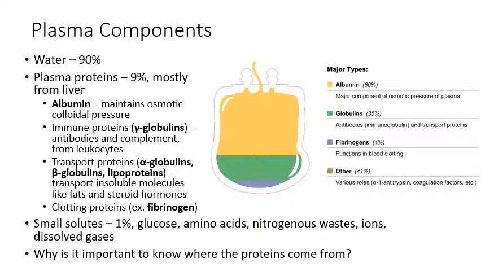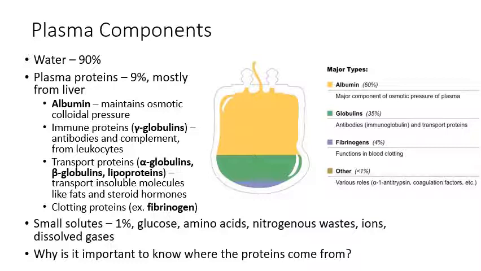You also have immune proteins, which are broadly called gamma globulins. A lot of proteins in the blood are called globulins. Actually, basically it just means that they're shaped like globs. And gamma globulins would be immune proteins. You have two main types of immune proteins in the blood. You have antibodies and you have complement proteins.